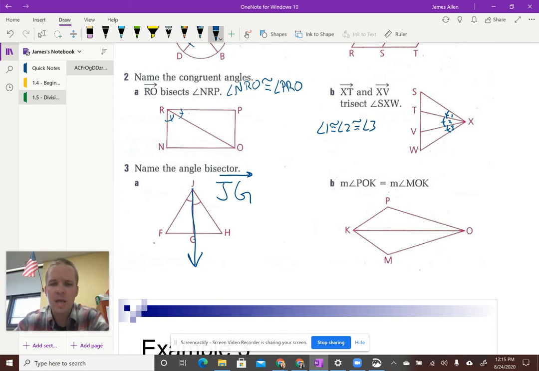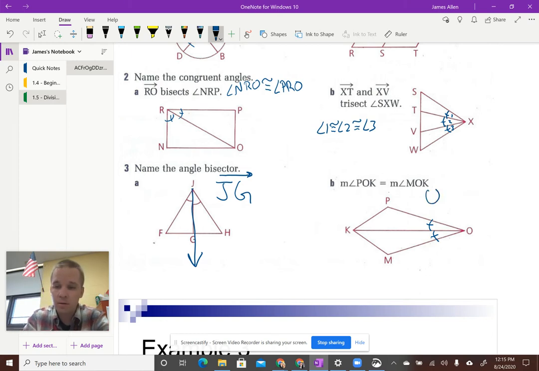Cool. Continuing. The measure of angle POK and the measure of angle MOK are equal to each other. Well, that would mean that these two angles are congruent. Cool. Awesome. So if those two angles are congruent, which one's the angle bisector?